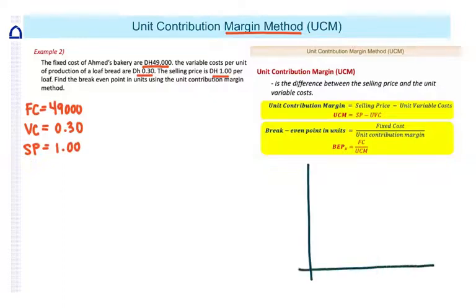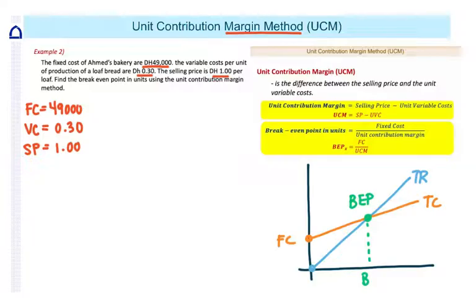But just to remember what we're doing, visually, you've always got revenue starting at 0. You've got your cost starting at the fixed cost, and these two graphs will intersect at a point. The place it intersects is called the break-even point. So the first thing we're going to try to find is the break-even quantity, the amount that we need to sell in order to break even.